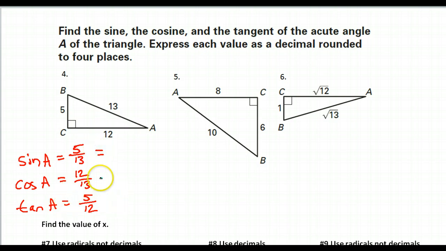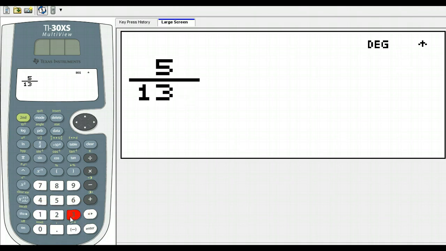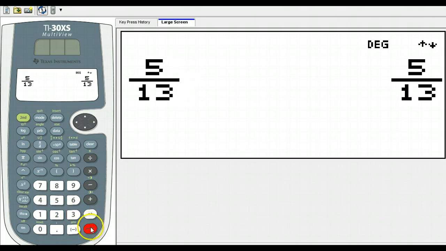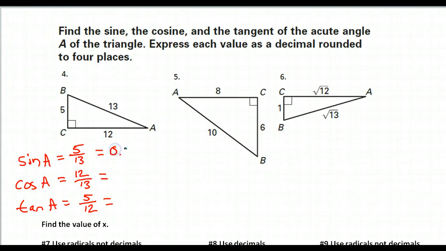Except, according to the directions, we need to convert these into a decimal to 4 decimal places. So, 5 over 13. Again, I am not going to do the sine of 5 over 13. I'm just going to do 5 over 13, hit the toggle button to make it a decimal. So 0.3846. All right, that is all.